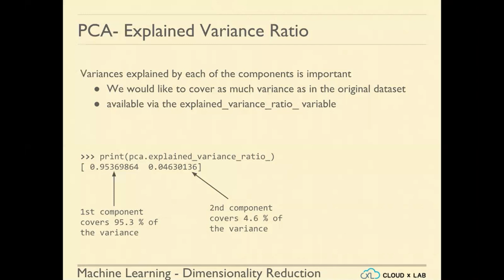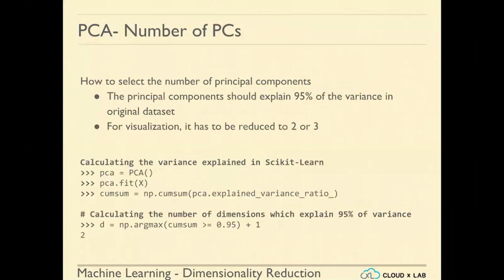Great question. So here in this example, 95.3% of the variance is covered. The first vector is covering 93% of variance, and the second one is covering only 4.6%. Therefore, we can drop the second column, the second feature. So a common question is, how do I select the number of principal components? The principal components should generally explain 95% of the variance. So we keep going from left to right until we get to 95% of variance, and that should be good enough for us.